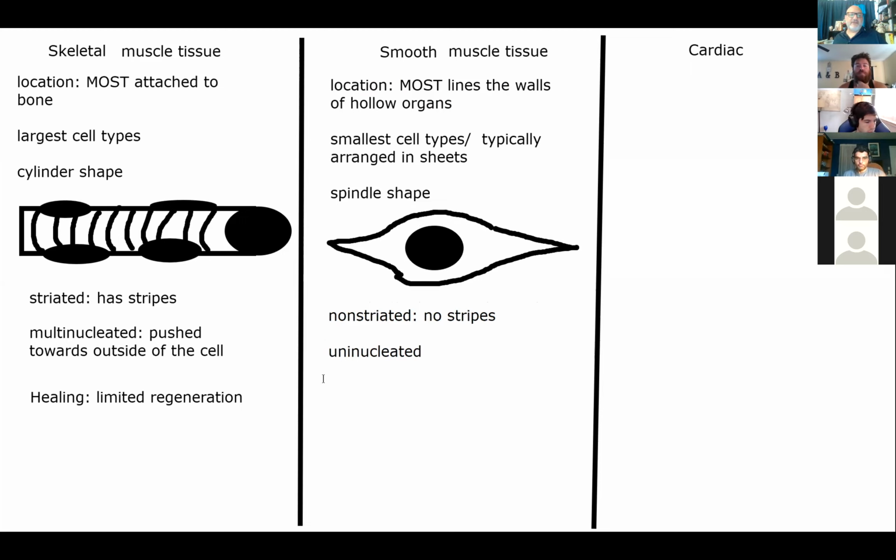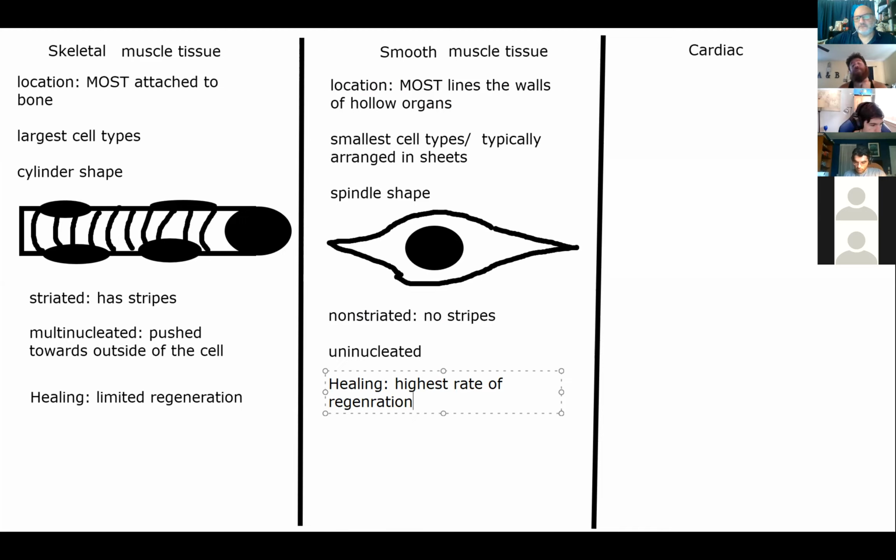Oh, I know what I forgot to say about these cells. When it comes to healing, what do you think about smooth muscle? Do you think it regenerates better than skeletal or worse than skeletal? Better. Yeah. In fact, it has the highest rate of regeneration of all of our muscle tissues.